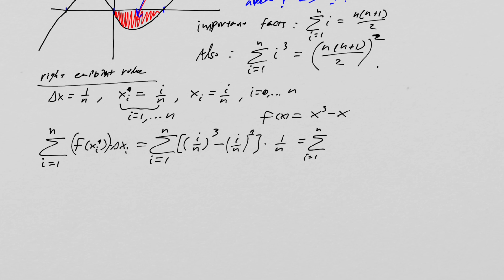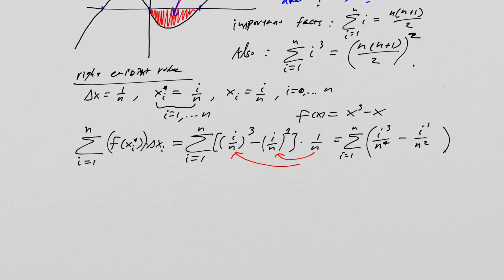And note that we have now an i cubed over n to the fourth power minus i to the first power all over n to the second power. And those powers are that way because, of course, I'm going to distribute in to both of those terms the delta x term. All right, it's probably worthwhile to put that parenthesis there just to keep our work straight.